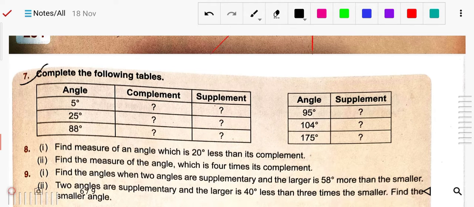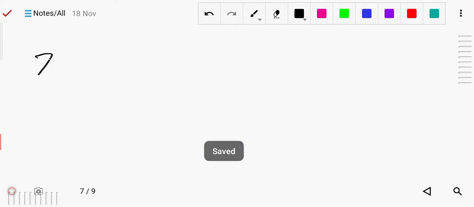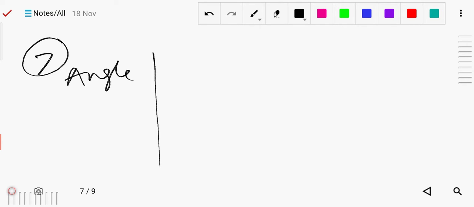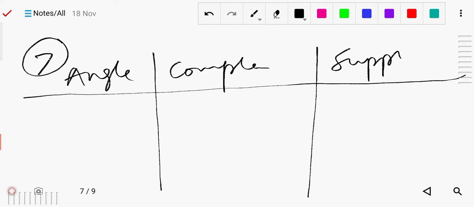In 7, complete the following tables. So first, this angle is given 5 degrees. You have to find the complement and supplement. So to find the supplement and complement, I just make the table again here. So number 7, angle is given. On another side you have to find the complement, and on another side you have to find the supplement.